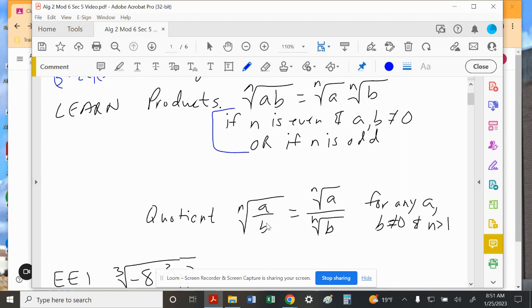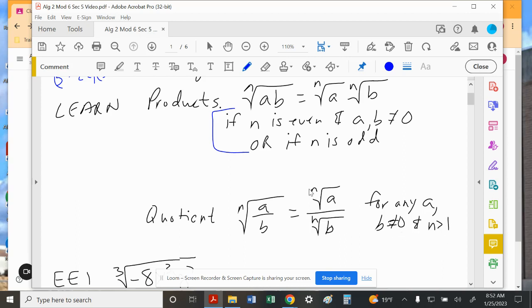Quotient. So in the quotient rule, if I have the nth root of a over b, that's going to be the nth root of a over the nth root of b. Notice I can split them up, plus I can go backwards the other way. And this is true for any a, as long as b is not equal to 0 and n is greater than 1. Now, the reason why these two kind of come into play is, of course, we can't have a denominator with 0 because that gives me an undefined or an infinite answer, depending on how you look at it.